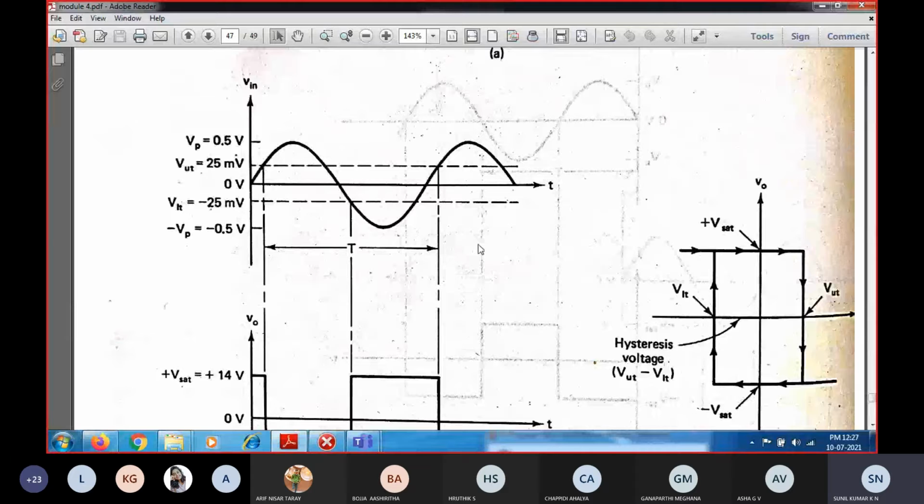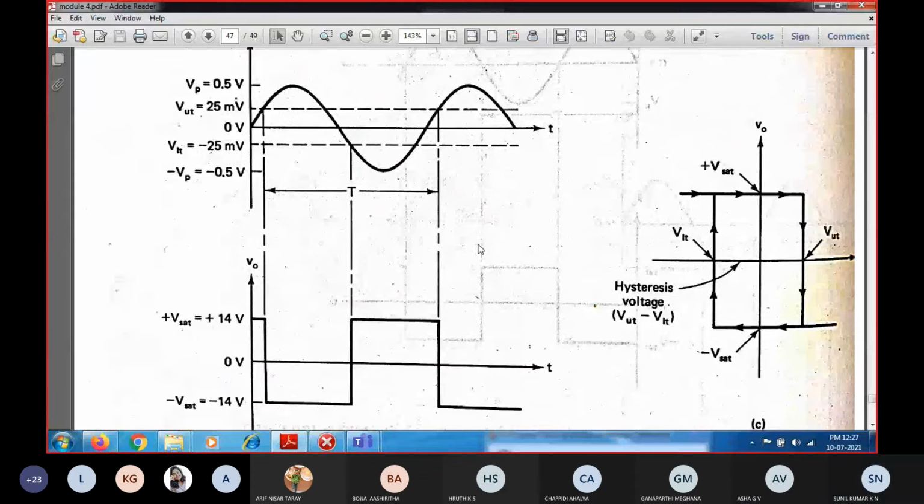Here, the trigger voltages are plus and minus 25 millivolts in the example. Whenever the input is greater than plus 7 volts in our example, the inverting terminal becomes greater than the non-inverting terminal, and the output switches to the negative saturation. It stays in negative saturation as long as the input is greater than the reference at this terminal.